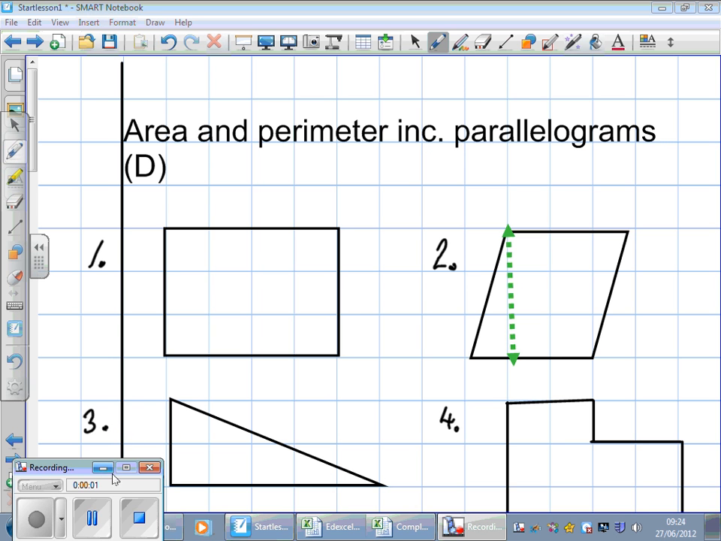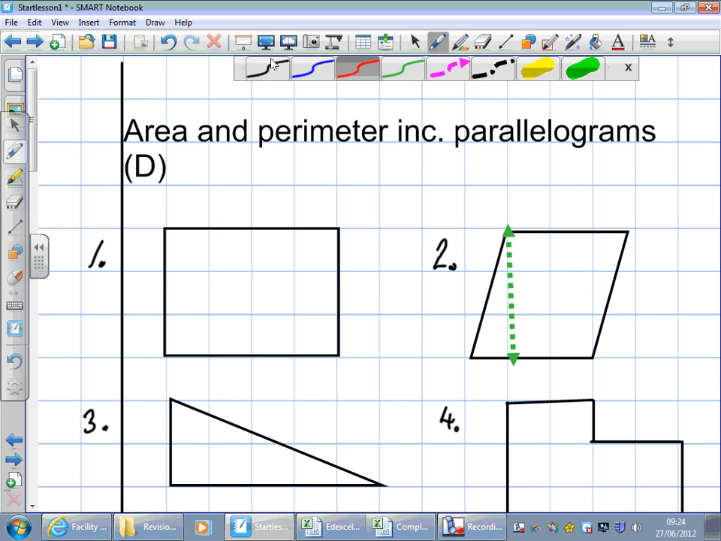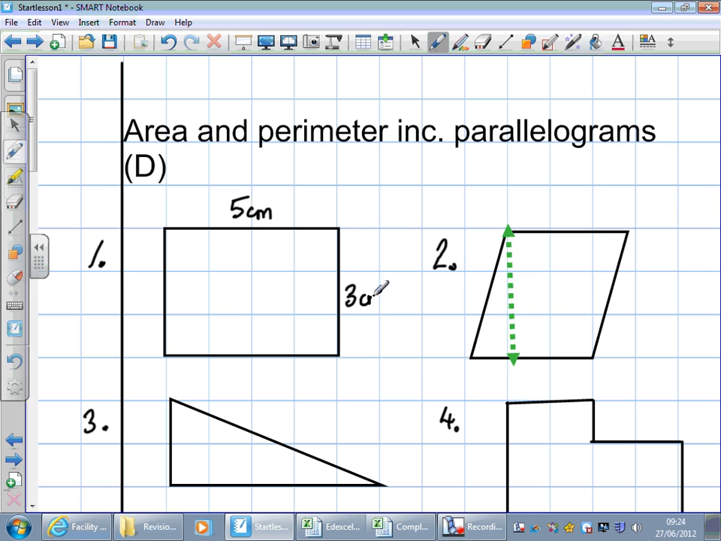Area and perimeter, including parallelograms. Grade D at GCSE. We'll start off with a simple example, a simple shape. We're going to work out the area of this.